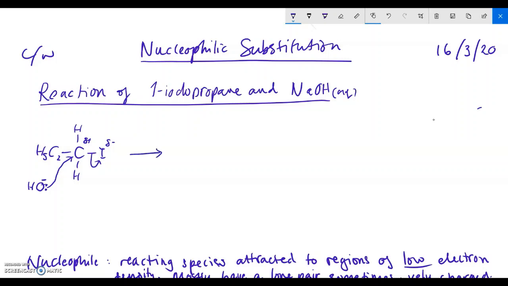Okay, and this leads then to a one-step mechanism where the I minus is completely displaced. So we see electrons go onto the iodine completely, so it becomes I minus. And the OH becomes bonded onto the organic molecule. The 1-iodopropane has now been converted into propan-1-ol, and we've got I minus.